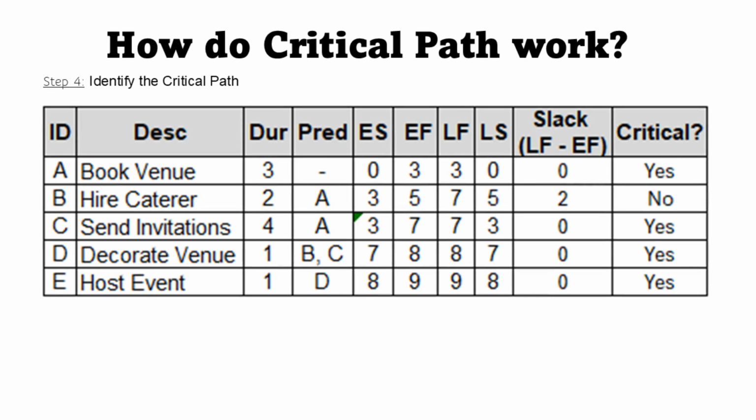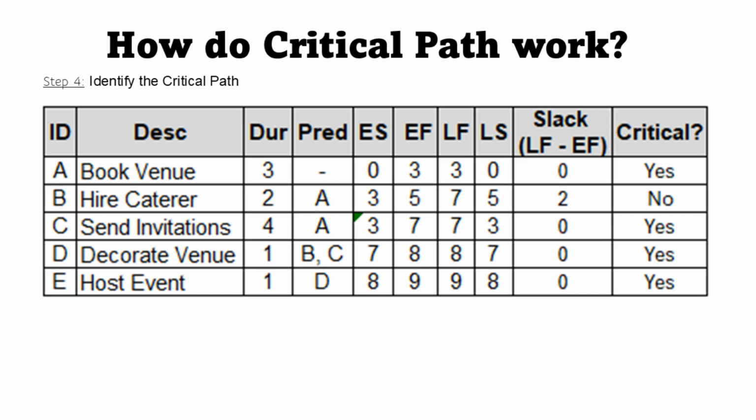Slack is latest finish minus earliest finish, showing flexibility. Task A, latest finish 3 minus earliest finish 3 is 0. Task B, latest finish 7 minus earliest finish 5 is 2. 2 days of slack. Task C, latest finish 7 minus earliest finish 7 is 0. Task D, latest finish 8 minus earliest finish 8 is 0. Task E, latest finish 9 minus earliest finish 9 is 0.